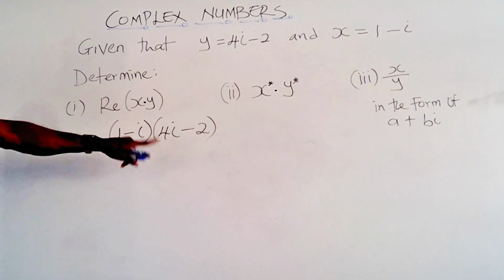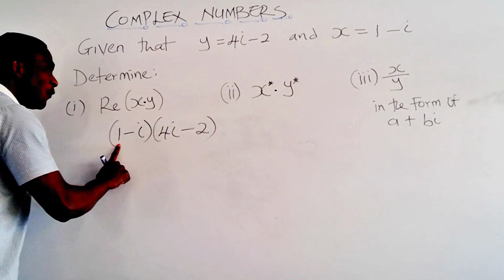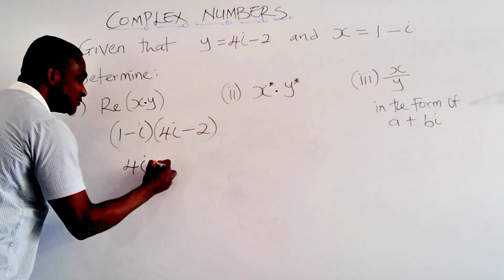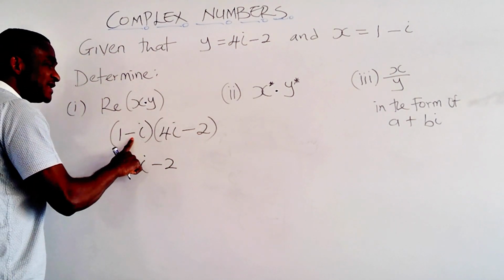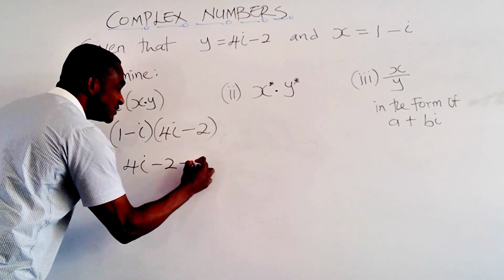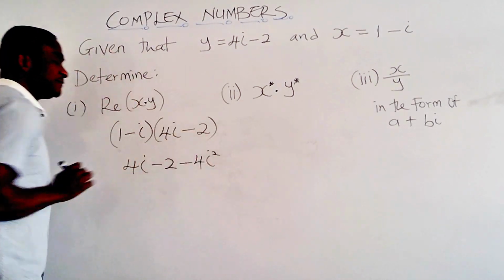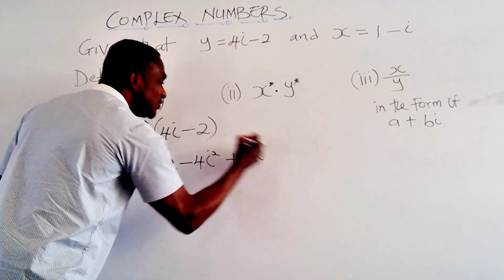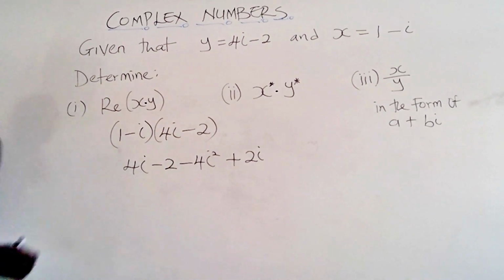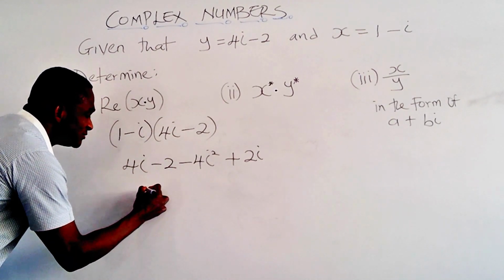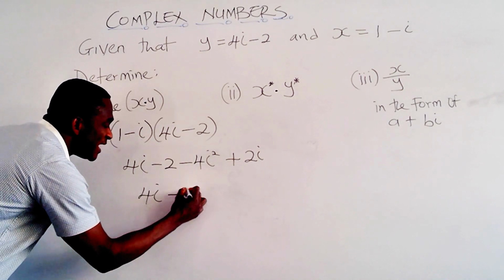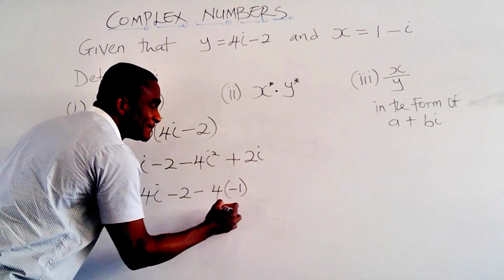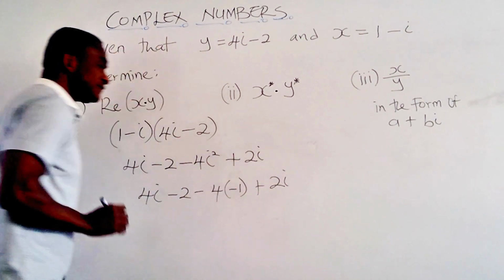Now, let's use the distributive method to simplify this. 1 times 4i is 4i. 1 times minus 2 is minus 2. Negative i times 4i will give us negative 4i squared. And now negative i times negative 2 will give us positive 2i. Simplifying going forward, we have 4i minus 2 minus 4i squared, where i squared is replaced with negative 1, plus 2i.